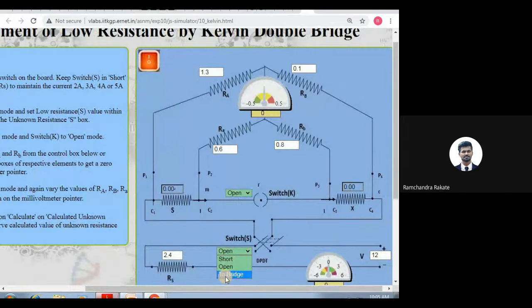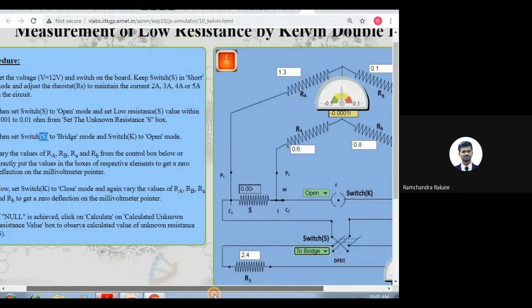So from where we started, from short one, we kept it open. Now we are going to bridge mode. As soon as we switch it into bridge mode, there is a change in the value. You can observe here. So we have entered our circuitry into the bridge circuitry.